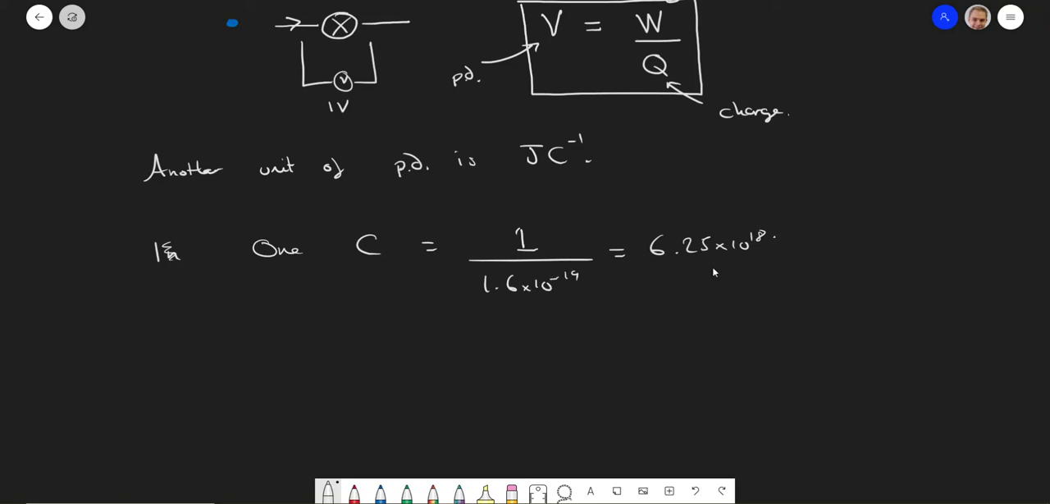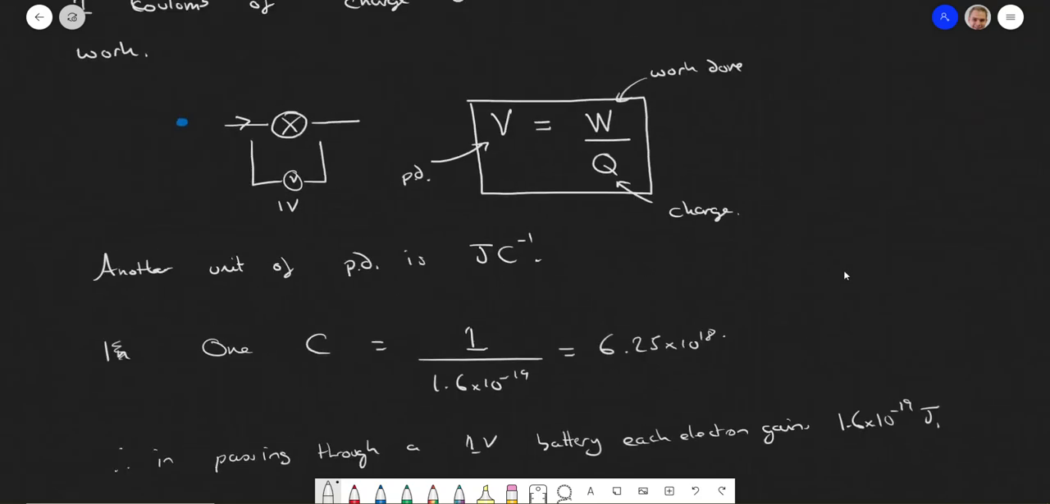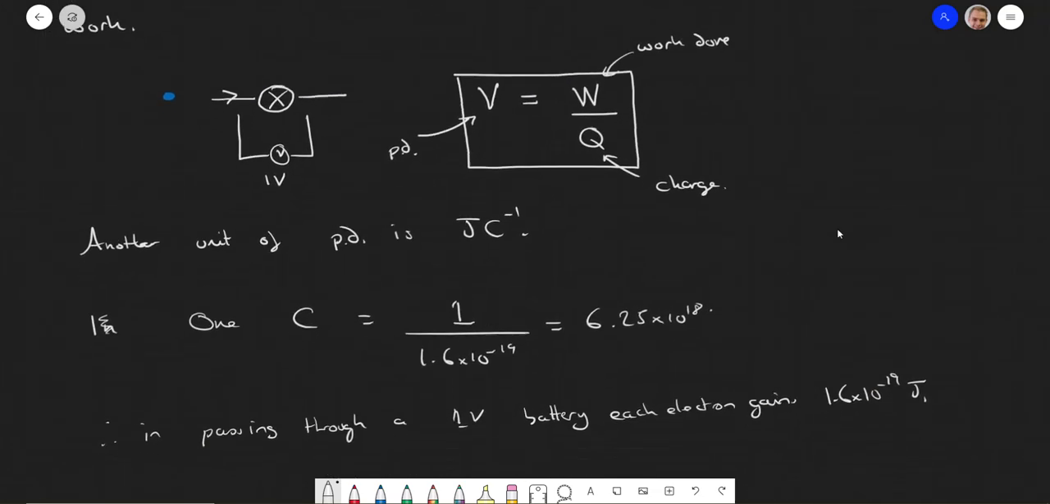So therefore, in passing through a 1 volt battery, each electron gains 1.6 times 10 to the minus 19 joules. So that's the tiny number that we have there. That is what we get.